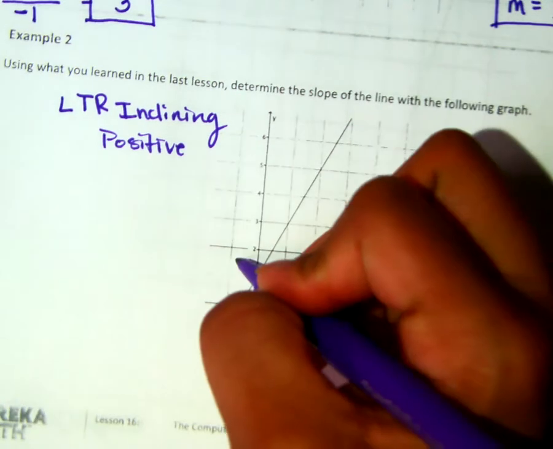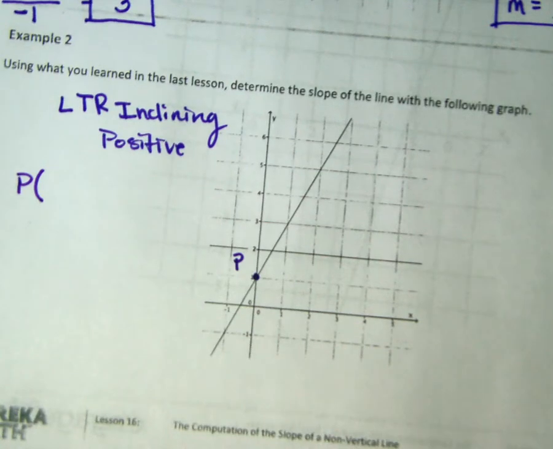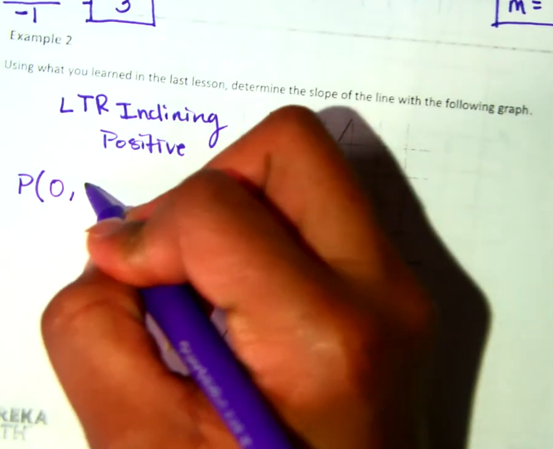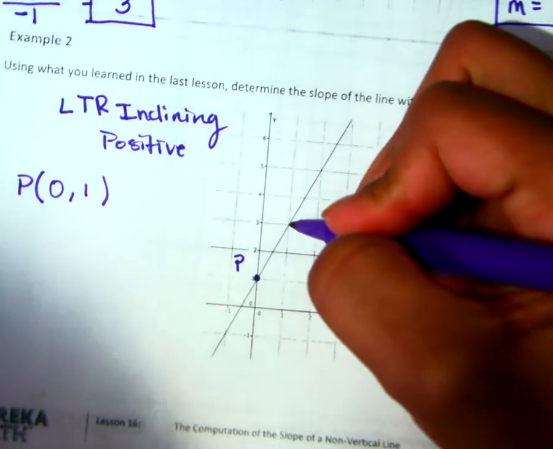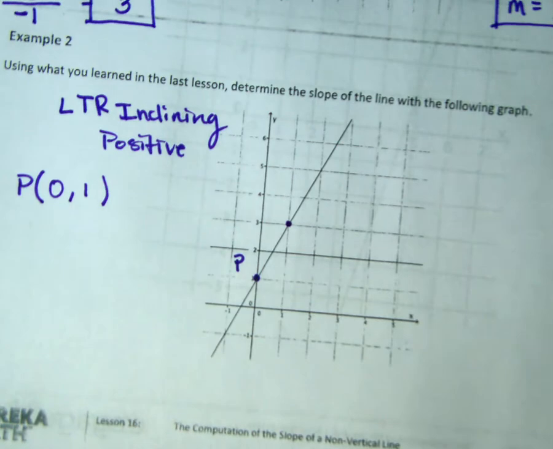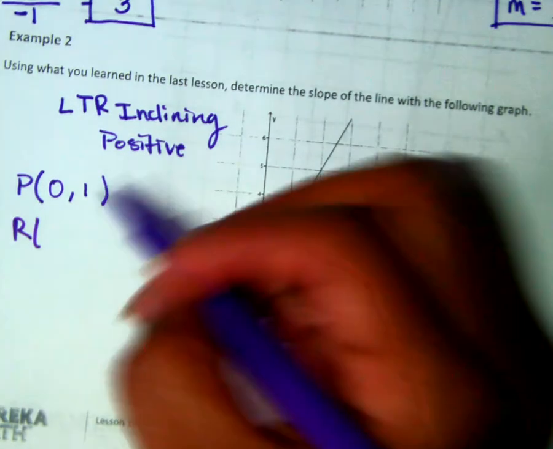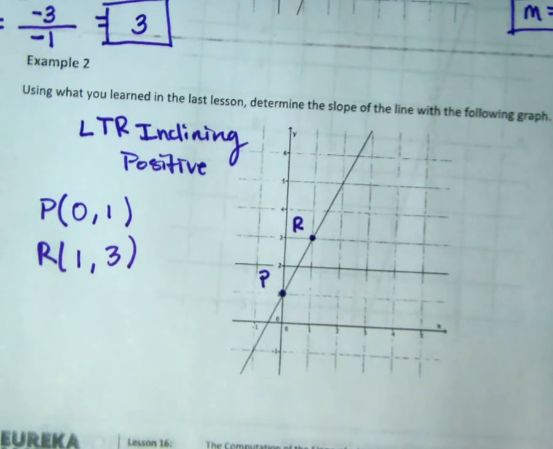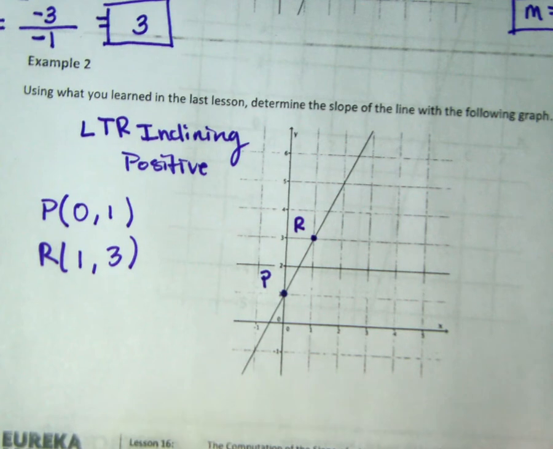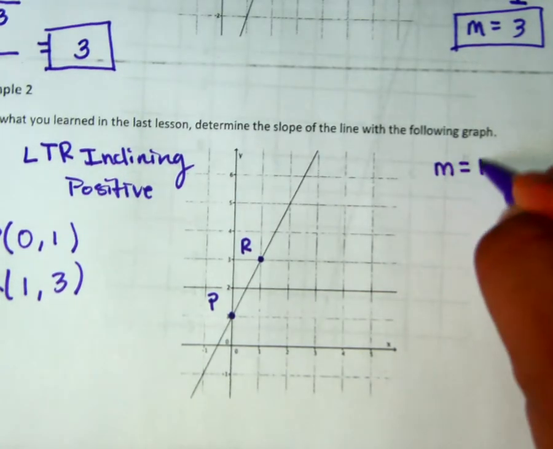One point P. I found point P located at x of 0, y of 1. And point R. Let's stay a little closer on the line. Point R is going to be located at 1 and 3. Let's use our computational method. Let's use our formula to compute the slope of this graph.